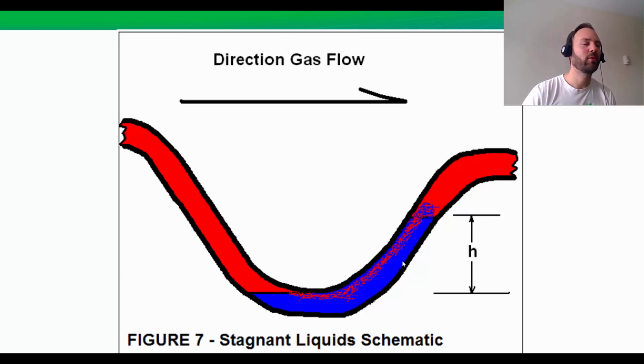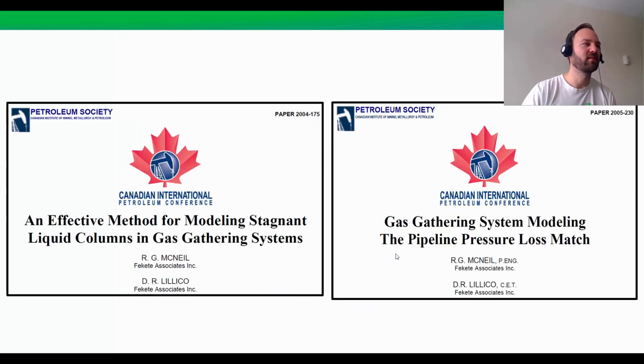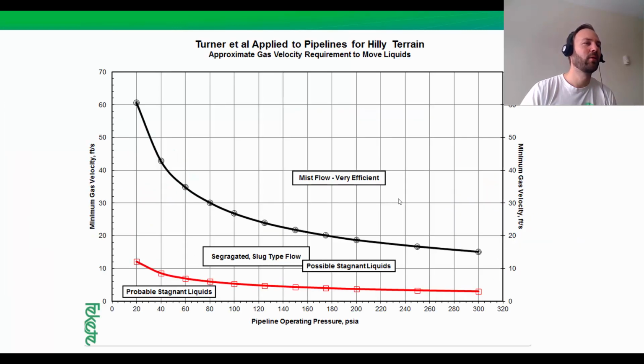So how do we actually know what velocity we need? Well, we've written a few papers on the subject. One of them is about estimating what that pressure loss is with a liquid slug in place, and the other is how do you calibrate your pipelines to address this issue. As a result of these studies, we've come up with this predictive method. So what is the minimum gas velocity based on your pipeline operating pressure? Okay, so basically if our gas velocity is above this black line, we should be safe.